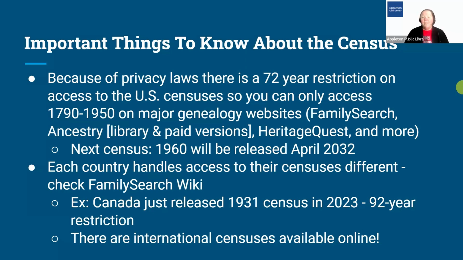There are also a bunch of international censuses available online, or some, like I showed you earlier with that England and Wales census, you can access at an affiliate library or at a Family Search Center, which are little satellite locations all throughout the world. So when that pop-up came up on your screen, you can click on that to determine where your closest Family Search Center or closest affiliate library is if you're not close to Appleton.